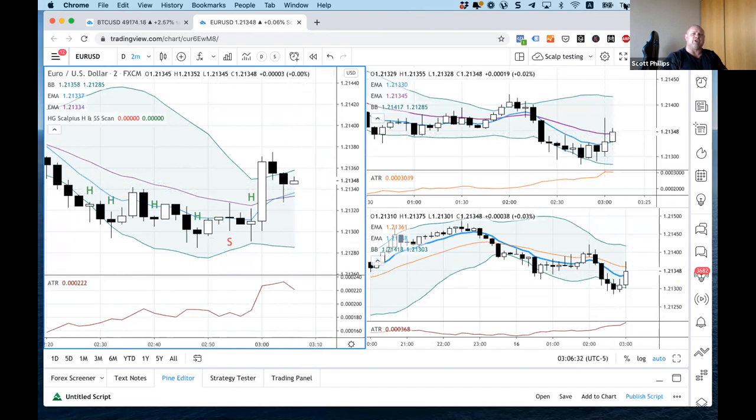We're going to keep an eye on the time. You can see up here in the top right-hand corner of the screen, my time is 306:38. So we've got a minute and 20 seconds in the bar. It looks like it's going to be a setup. So it's probably time for me to start prepping an order.